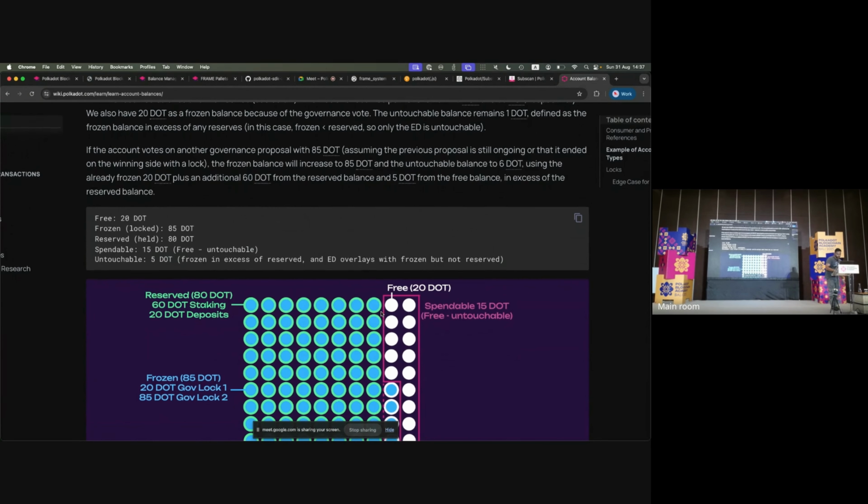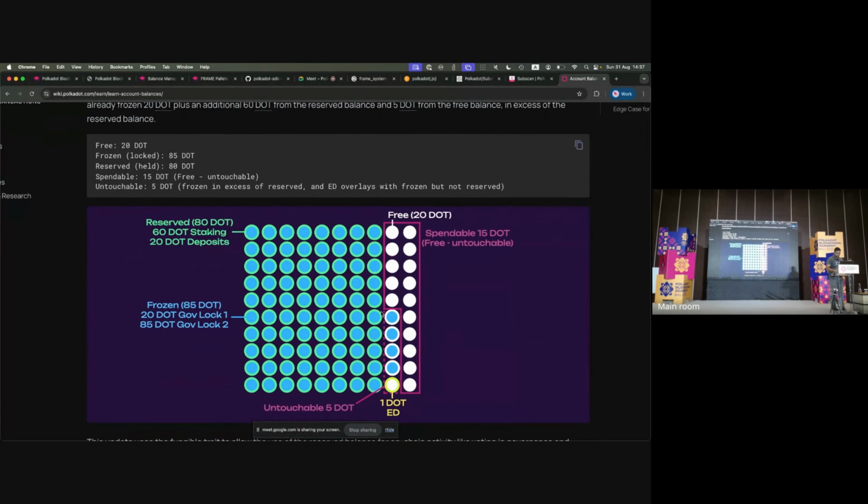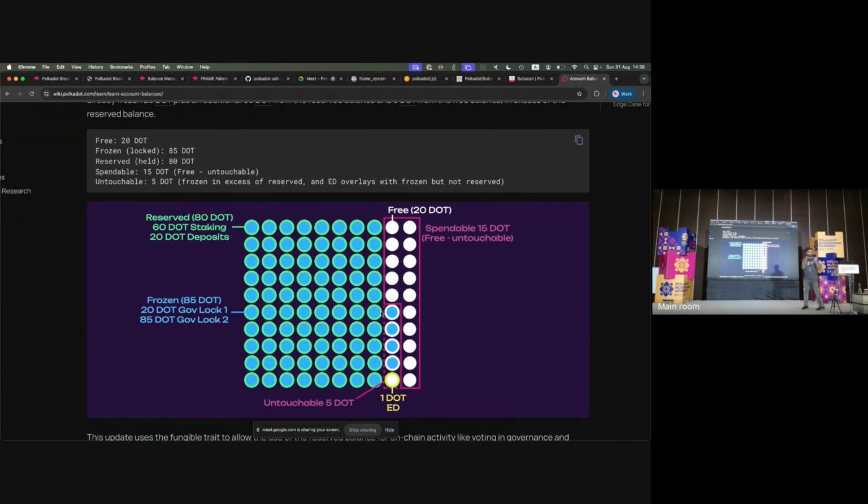The account votes on another governance proposal with 85 DOT. Before it did 20 DOT, now it's doing 85 DOT. They will also overlap, so now the total frozen should be 85 DOT. So 5 DOT from free is now frozen. Only 15 DOT is free, out of which 1 is ED, so 14 DOT is spendable. Oh, no, ED can be frozen. The ED is frozen and it's fine. Ah, right, good point. So 15 DOT is spendable. Even the ED is part of the frozen balance.